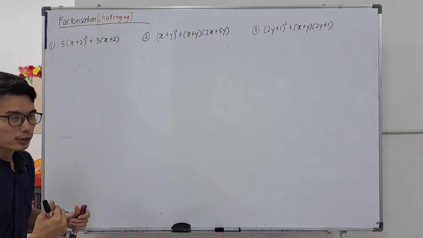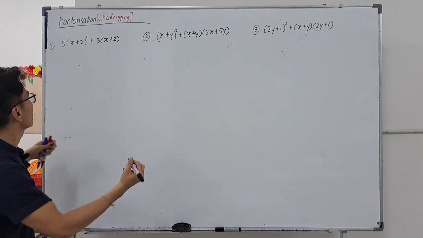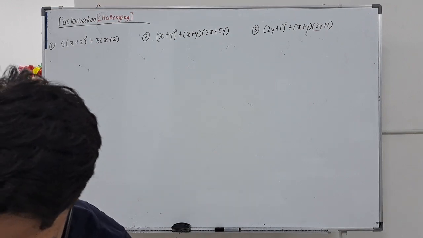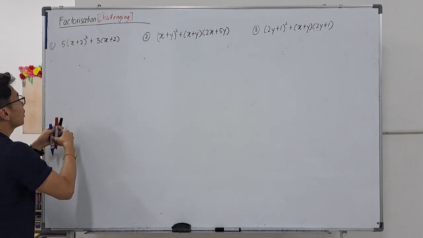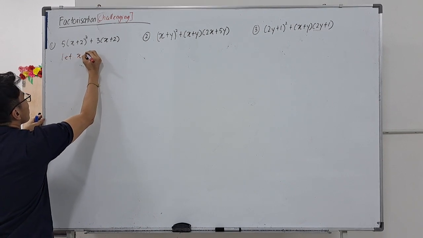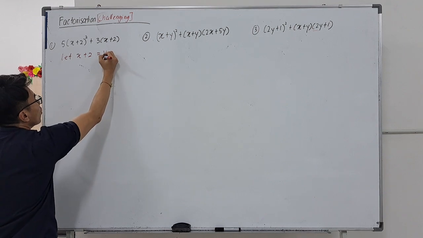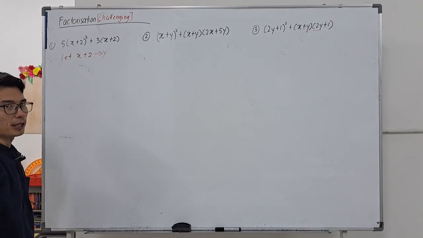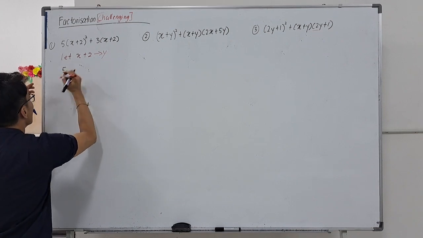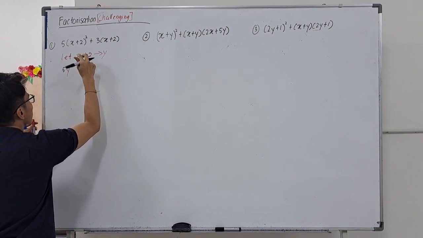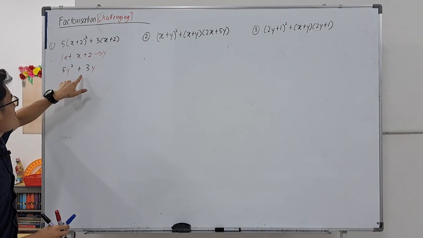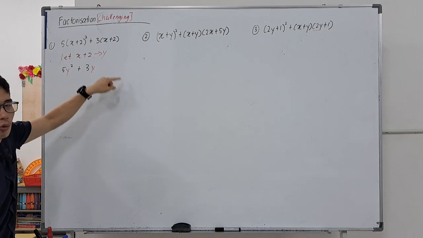So I'm going to utilize the let method again, so that you can see what's going on. If you notice, these two things are the same over here, so I can do something about that. I will say, let x plus 2 become y. Since they are the same, I can rewrite this expression as 5y squared plus 3y. Agree? That is how I can rewrite this expression in terms of y.